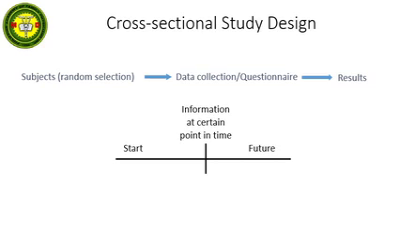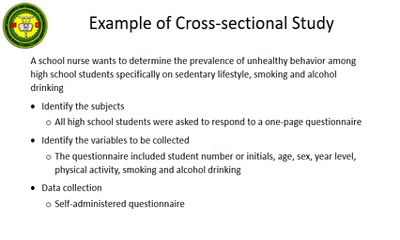So in this type of study design, you collect the information at a certain point in time. Okay, so here's an example of a cross-sectional study design. A school nurse wants to determine the prevalence of unhealthy behavior among high school students. So she developed a questionnaire on sedentary lifestyle, smoking, alcohol, exercise, and everything. And she identified that all high school students where she is working as a school nurse will be asked to respond to a one-page questionnaire.